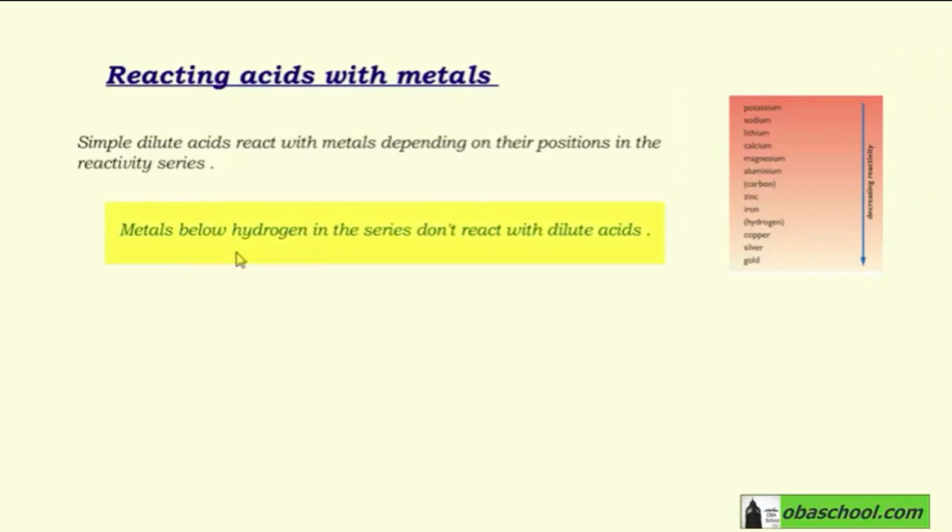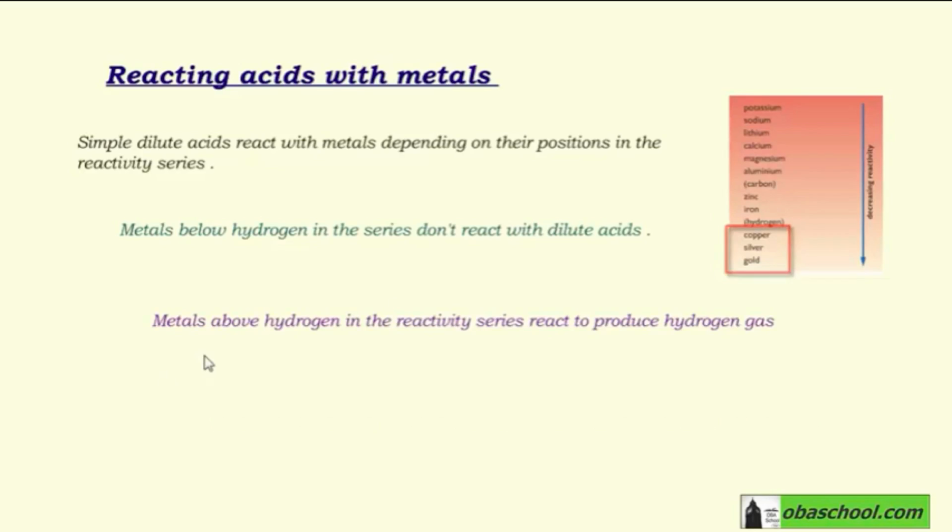Well, metals below hydrogen in the series don't react with dilute acids. So hydrogen is right here in the reactivity series, and the metals below it don't react with dilute acids. For example, copper, silver, and gold. These metals do not react with dilute acids.